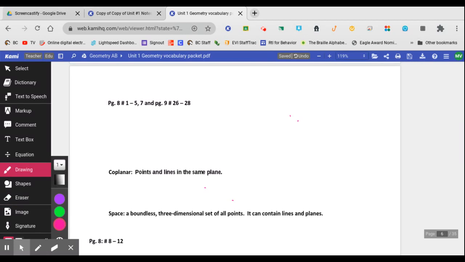So number 1, there are many, many answers to a line containing point X. Actually, there's really only 2, so it could be line M. Line N, you could name it line XR, or you can name line N as, oh, N does not contain X. I made a mistake. So number 1 would be line M, or you could also name it line XR.